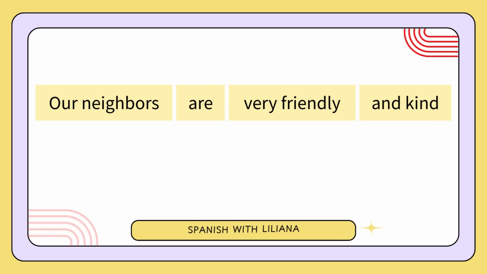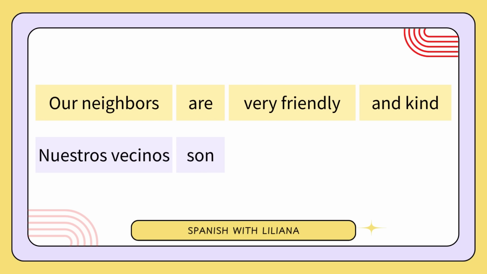All right, the next sentence is, our neighbors are very friendly and kind. How do we say this in Spanish? Let's start with our neighbors. It is nuestros vecinos. Nuestros vecinos. So here we are assuming that they are either all male or a mix of genders. Are very friendly and kind. Are in Spanish is son. Son. So we're conjugating the verb.